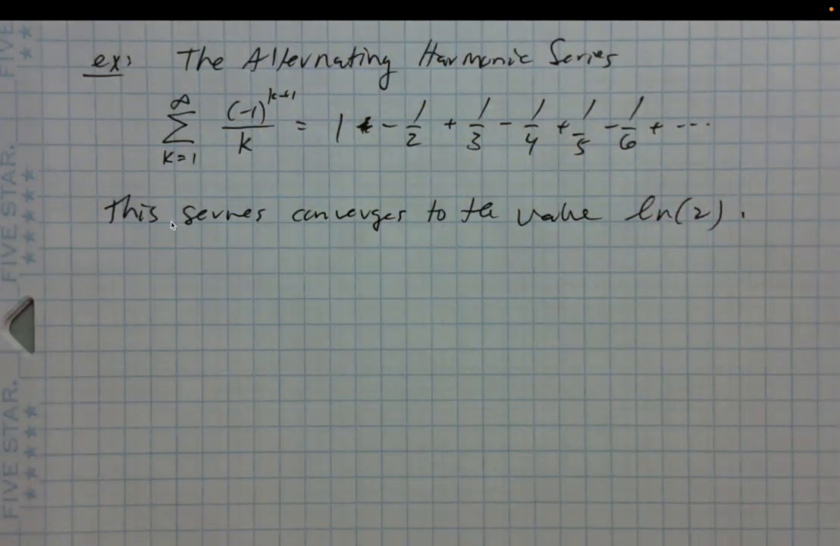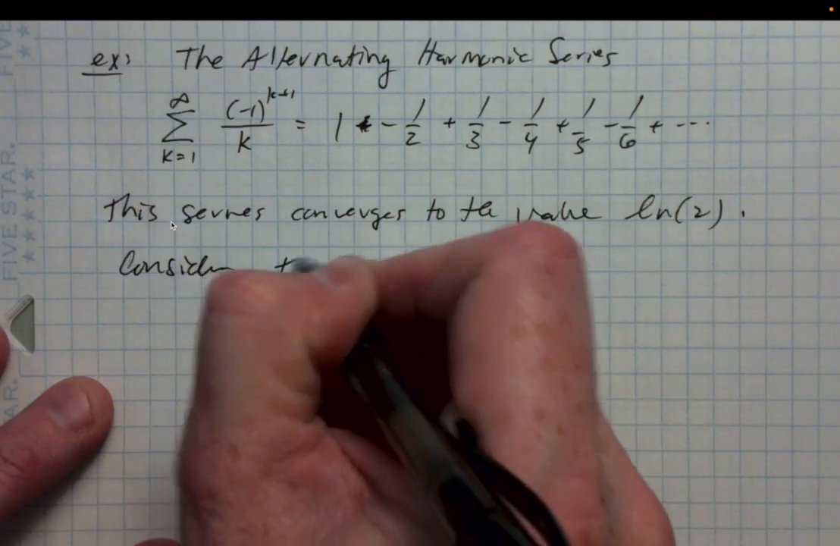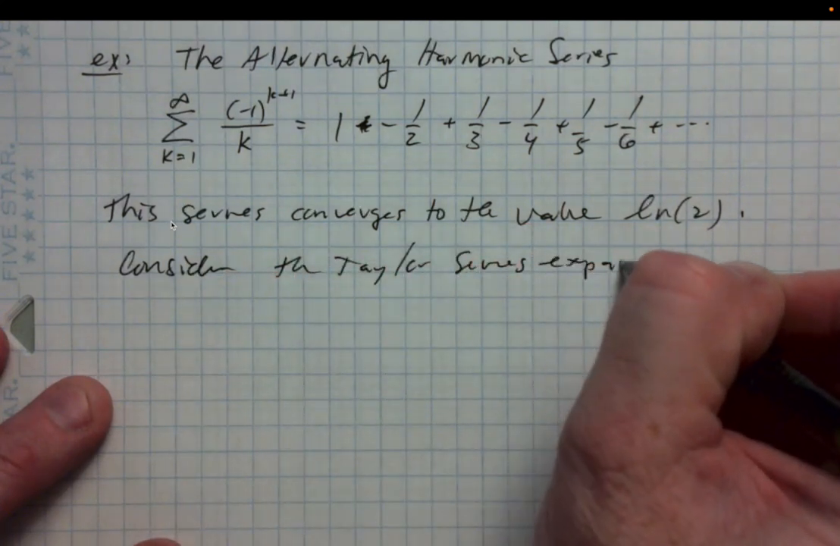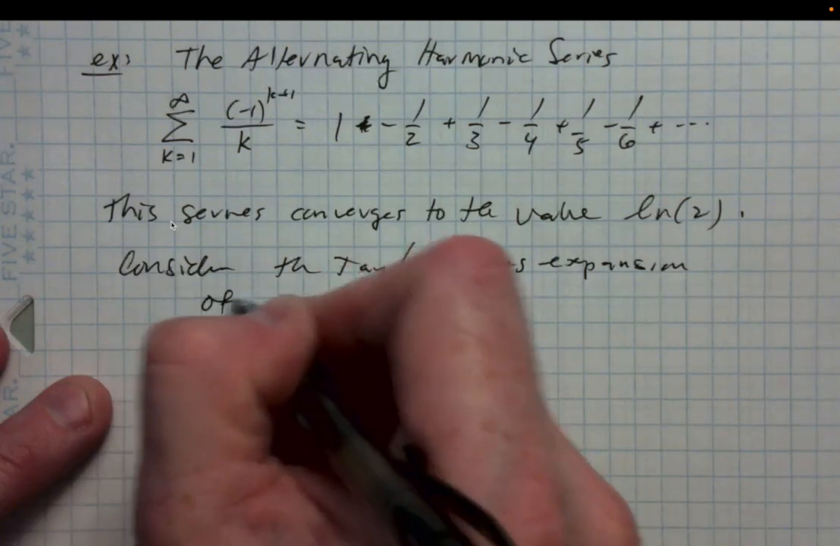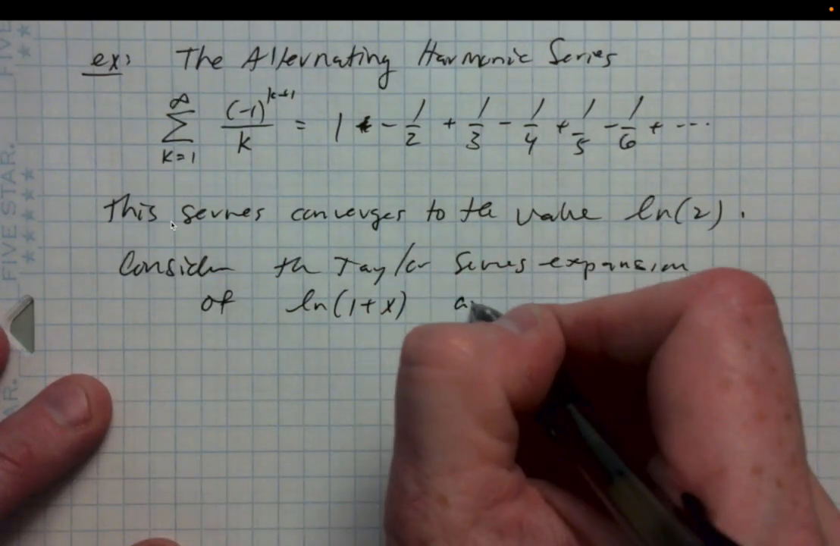Now, there are probably different ways to get to that fact. But one of the easiest ways, well, easy if you can remember your Taylor series, is to use a Taylor series expansion. So consider the Taylor series expansion of the natural log of 1 plus x, and we're going to do this around 0.